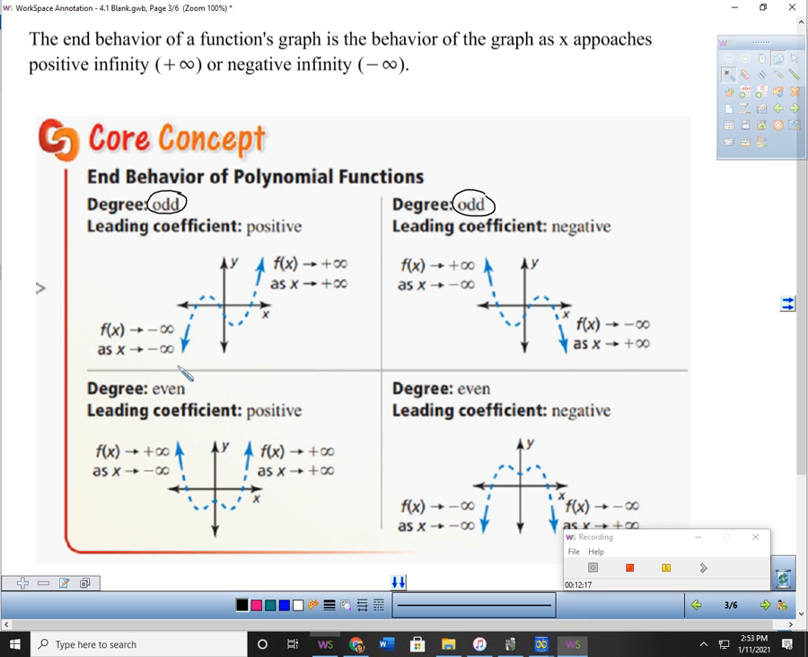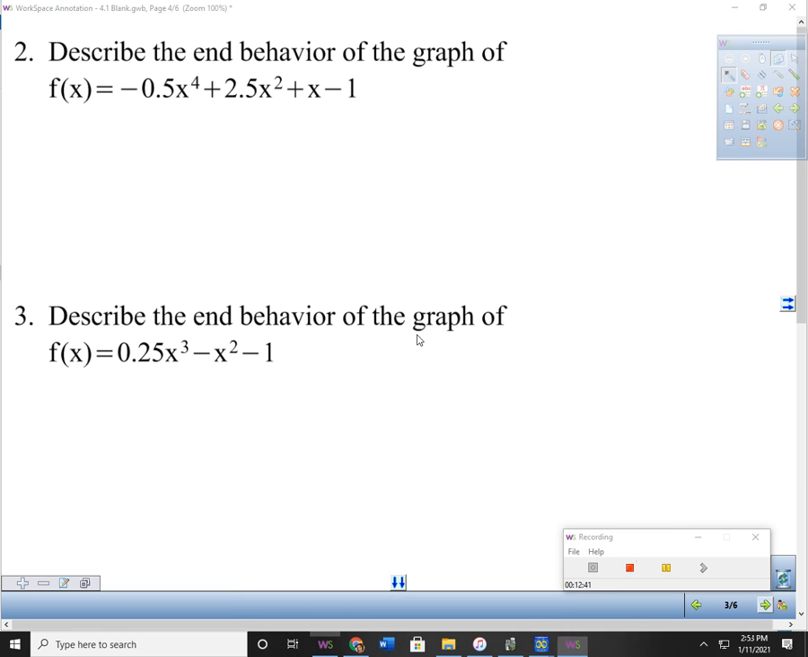And you can also think of this like slope. Like that's a positive slope, right? And that's a negative slope. All right, if the degree is even, then you're either going to be going both up or both down. If out in front your leading coefficient is positive, then they are both going up. If the leading coefficient is negative, then they are both going down.